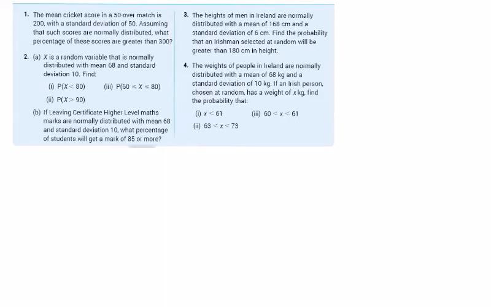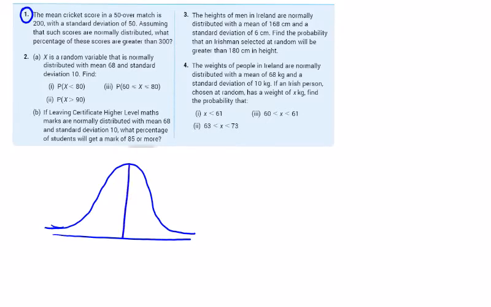Some more normal distribution questions. The mean cricket score in a 50 over match is 200. So anytime we're doing these questions, we'll do a little sketch. We'll try and have the tail, instead of curling back up, curling down towards the line. Put your average in the middle. In this case, we have 200. We're told standard deviation is 50.